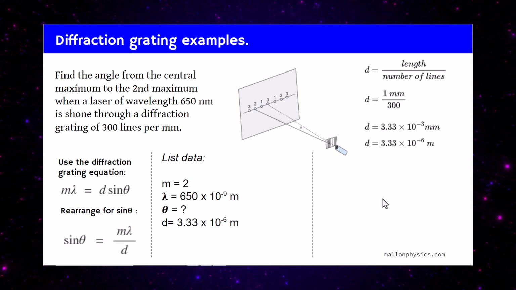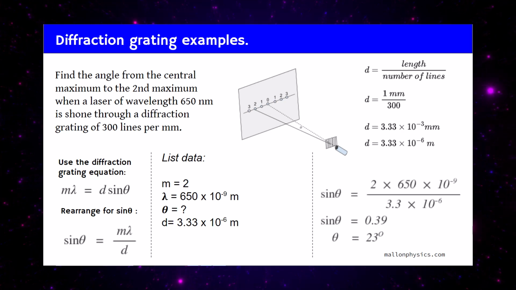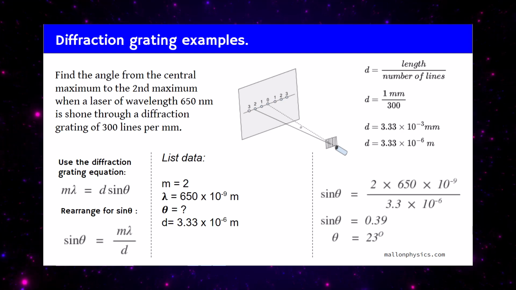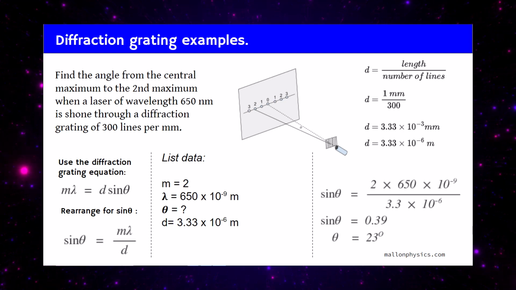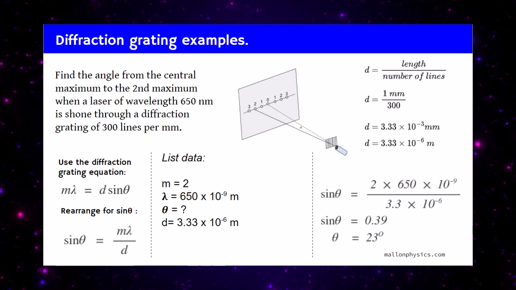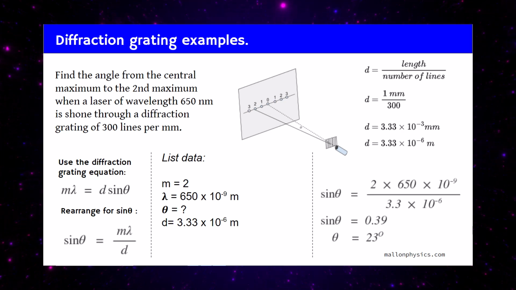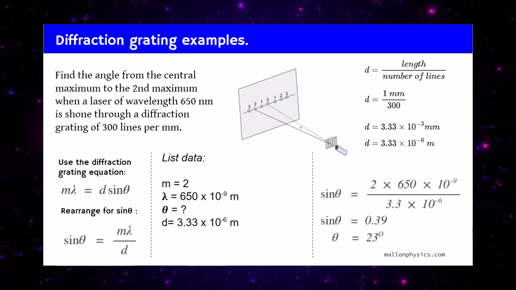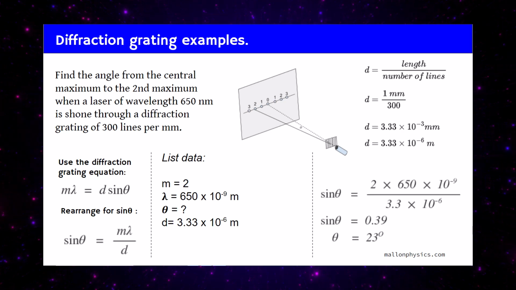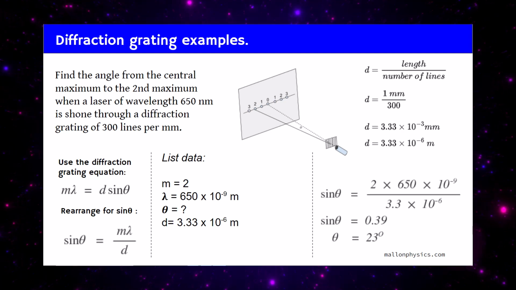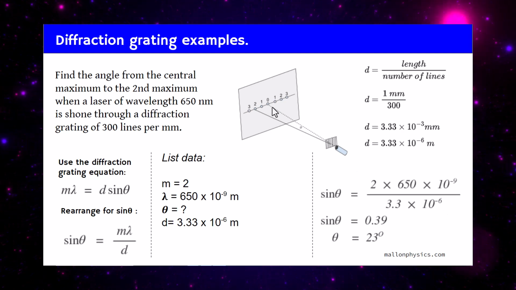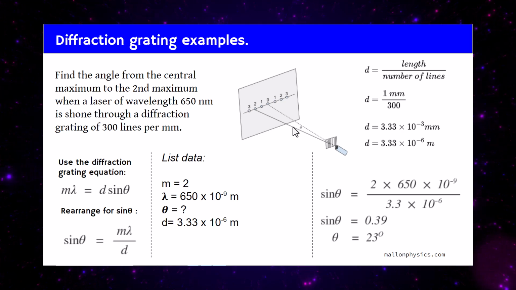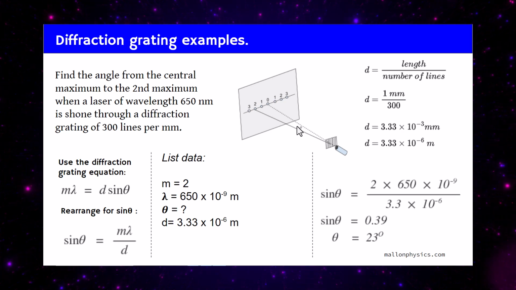So I put everything into the equation and I get sine theta should be equal to 2 times the wavelength, 650 times 10 to the minus 9, divided by 3.33 times 10 to the power minus 6. That gives me that sine theta equals 0.39. I can find the inverse of sine theta, and I now know that the angle theta is 23 degrees. So the angle from the central maximum out to the second maximum is 23 degrees.